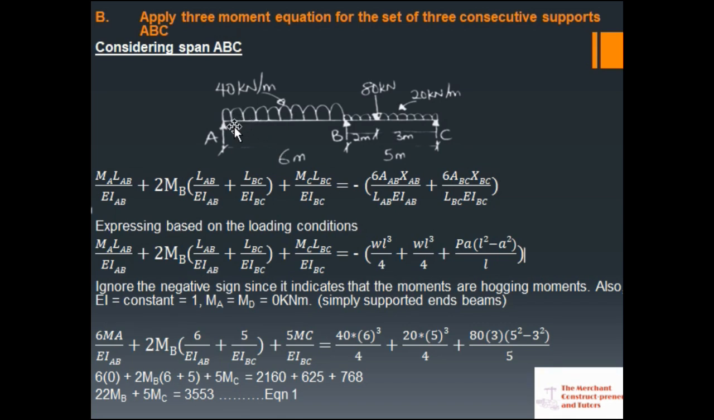Then for our uniform distributed load on span AB, the magnitude of the load is 40 kilonewton per meter. That's 40 multiplied by the span 6. You manipulate it. For this other span, the uniform distributed load is 20 and the span is 5. Are you seeing it? Then for this point load, the dimension that is closer to the end support is 3. That's why you have 3 here. So when you manipulate it, you get your first simultaneous equation. That's this here.